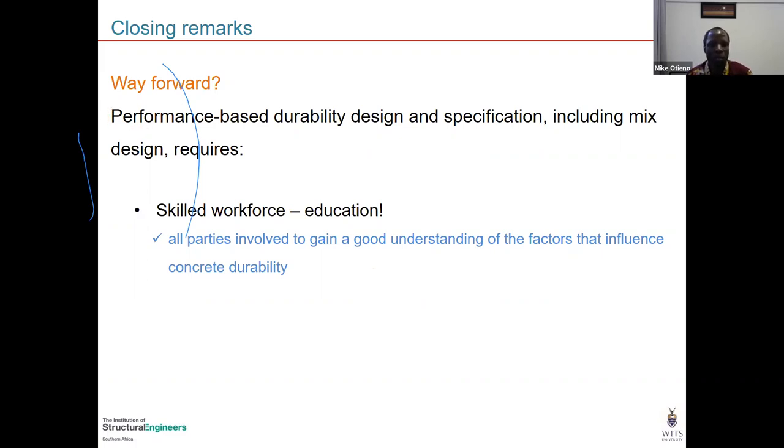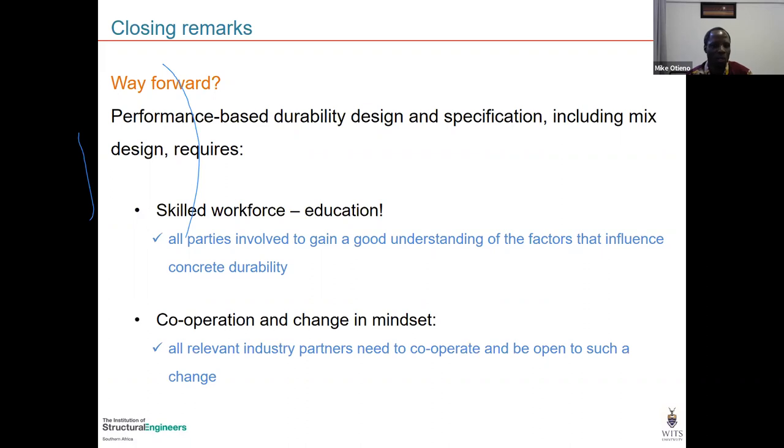And then most importantly, we need to ensure that there is cooperation and change of mindset. It's very difficult to change the mindset of engineers, especially experienced engineers, but this is what needs to happen. There is no other way than these two things happening if we really want to ensure that our performance-based durability design and specification of concrete structures is adequately implemented.